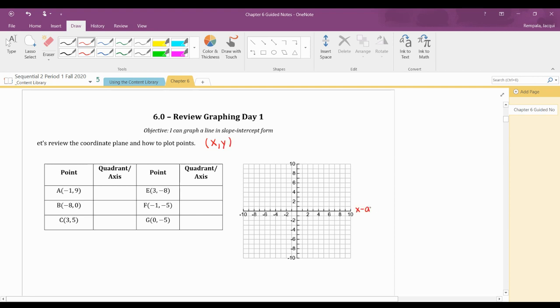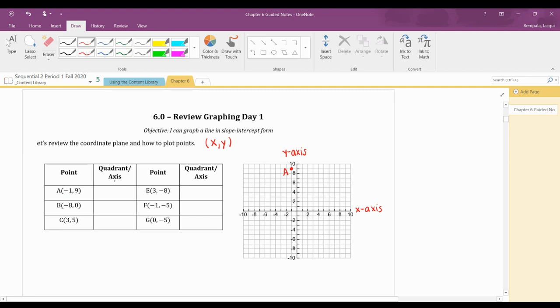Remember the X-axis, where all the X points are, that is the horizontal line. This vertical line right here is the Y-axis. So you always, when you're doing an ordered pair, move left and right first, followed by up and down. So since the first point is at -1, 9, from the center, which we call the origin, I'm going to move 1 over to the left and then 9 up. I'm going to plot a point. I'm going to call that point A because that's the name of it.